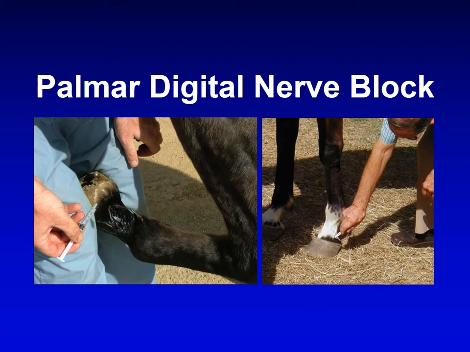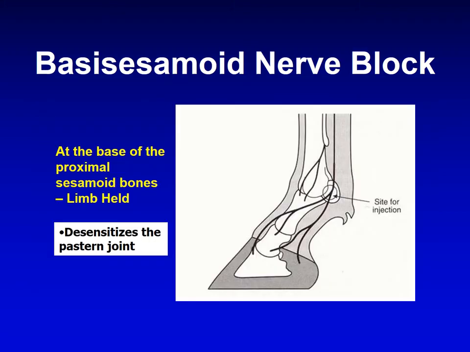Now, if lameness is still there, as I mentioned earlier, if it continues, then we have to go to the next nerve block. And this nerve block is called the basisesamoid nerve block. Basisesamoid because it's done at the base of the sesamoid bones, at the base of the proximal sesamoid bones. Again, the limb is held just like the previous slide. And this will desensitize the pastern joint and, of course, all of the structures of the foot, which were done before. So this will desensitize the pastern joint.